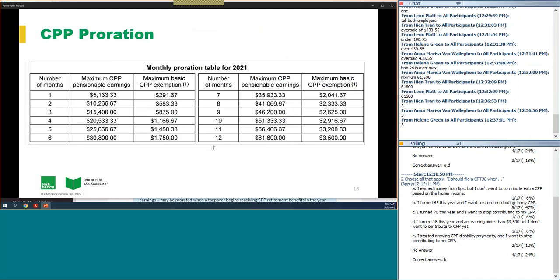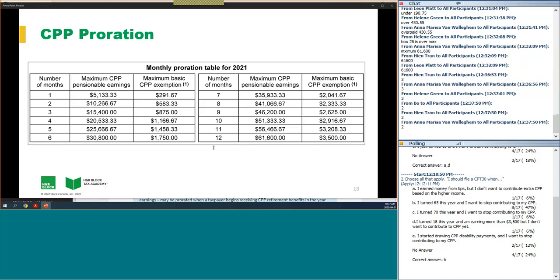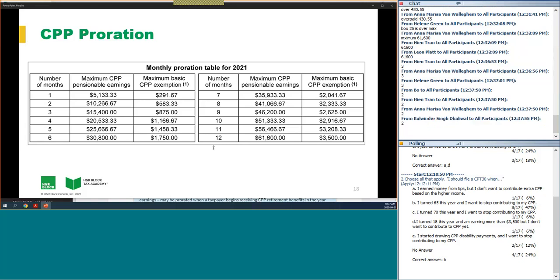Let's try another one. What if your client turned 70 in February? They turned 70 in February. How many months are you going to put in box A? 2. Good. Include the month of the birthday in this case, but not every month after that. Wonderful.